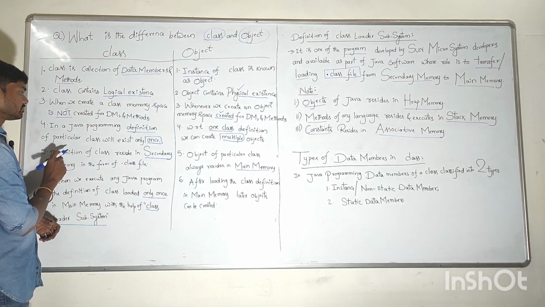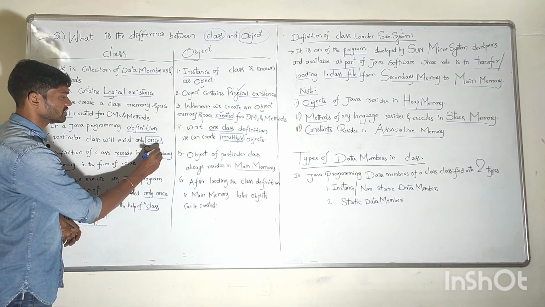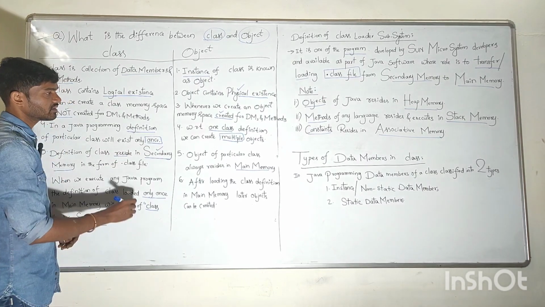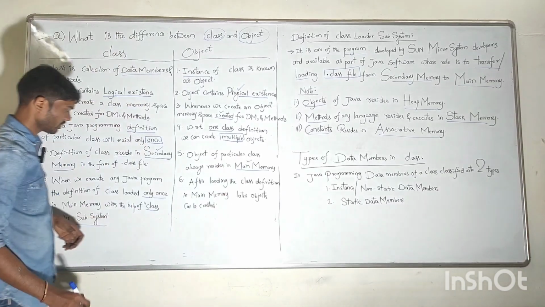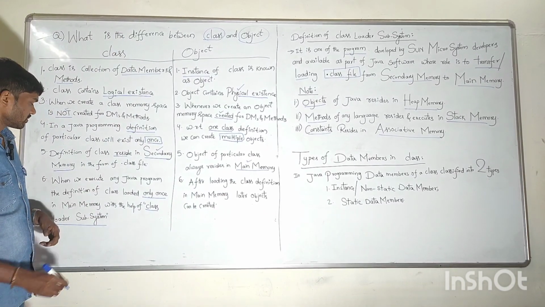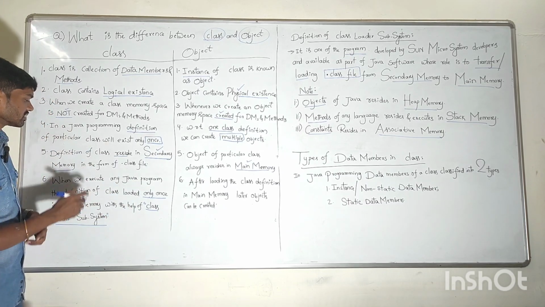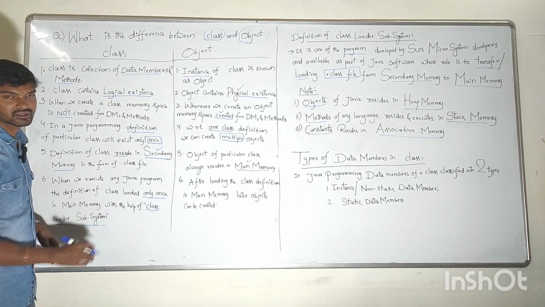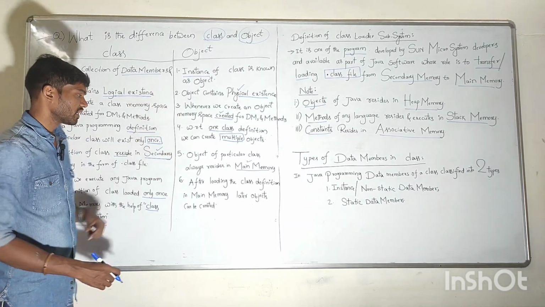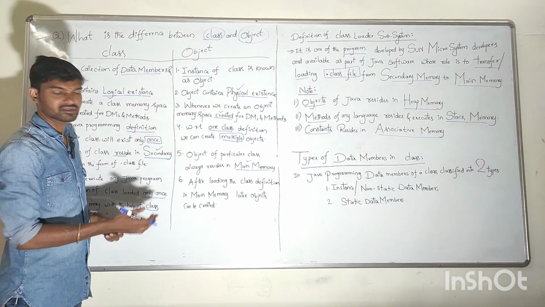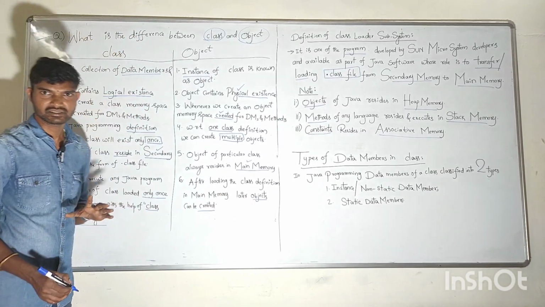And the definition of a particular class always resides in secondary memory, and objects of a particular class always reside in main memory. When we execute a Java program, the definition of the class is loaded only once into the main memory with the help of the class loader subsystem. I will explain what the class loader subsystem is. After loading the class into the main memory, only then can objects be created. These are the 6 differences.